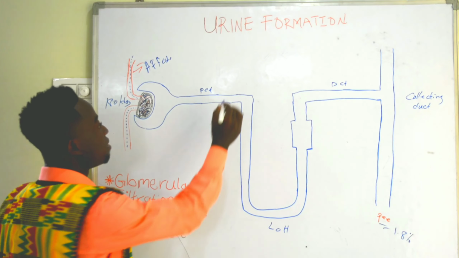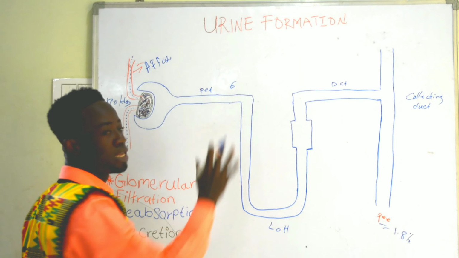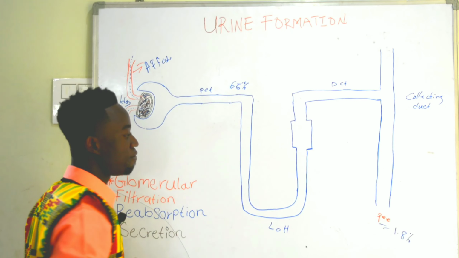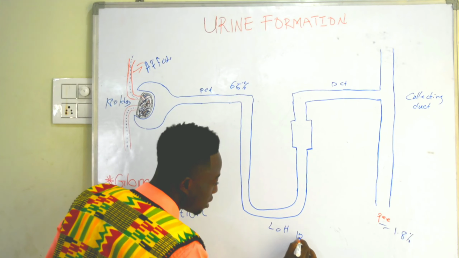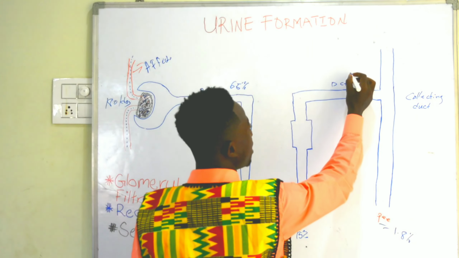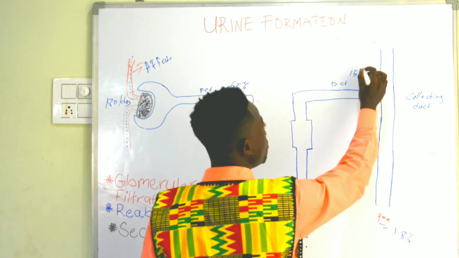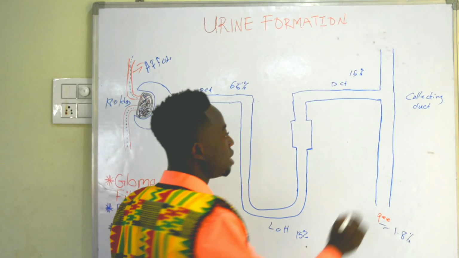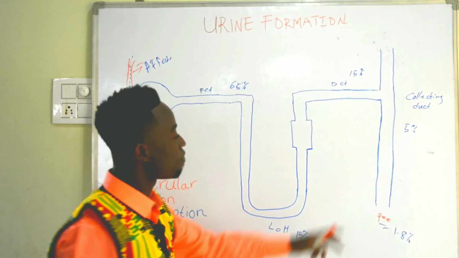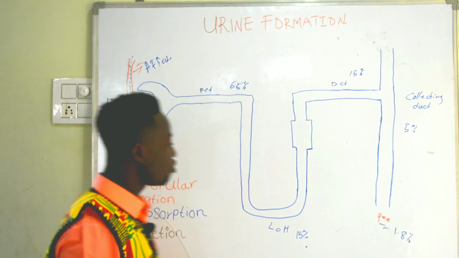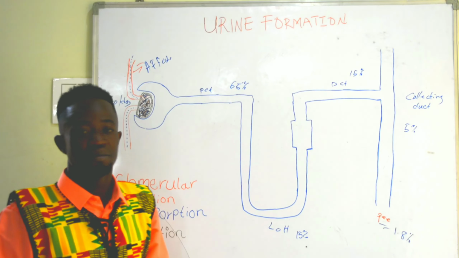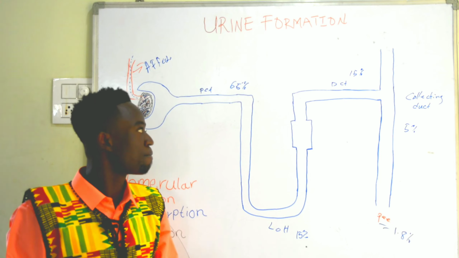So, for example, 60% of everything that we filter is going to be reabsorbed within the proximal convoluted tubule. 15% is going to be reabsorbed in the loop of Henle. Then 15% will also be reabsorbed in the distal convoluted tubule, and 5% is going to be reabsorbed within the collecting ducts. So if we go through this process, means that we will pee 1.8 liters per day.